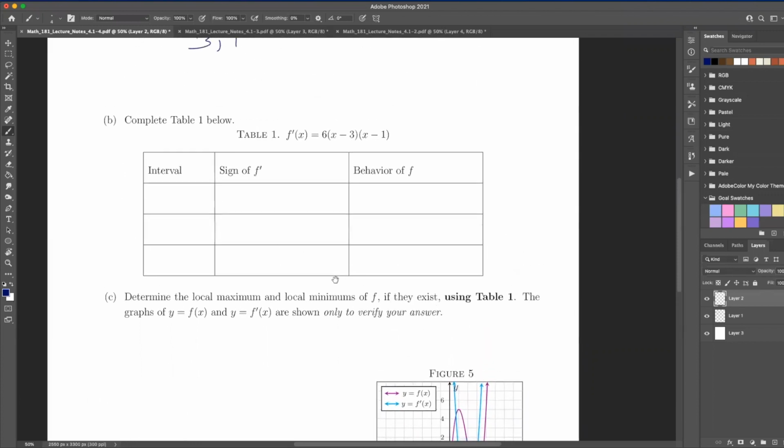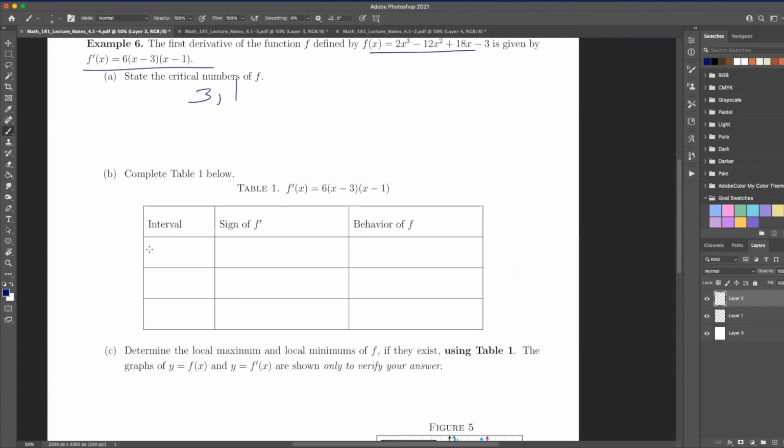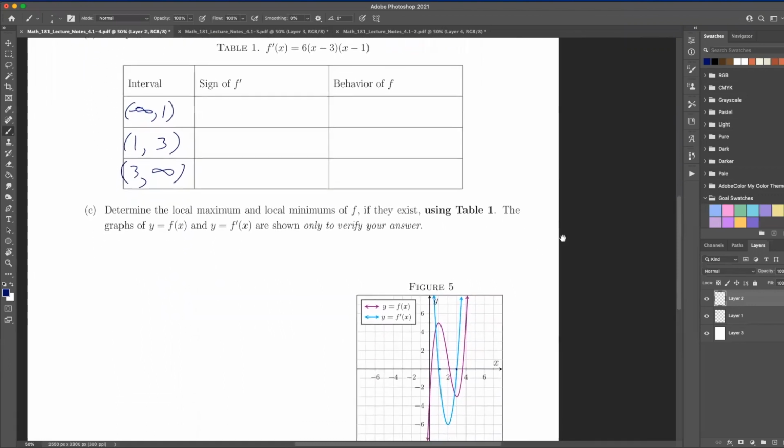And so we're going to look at intervals around the critical points. We're going to go from minus infinity to 1, and then from 1 to 3, and then from 3 to infinity. So we're going to look at intervals of our critical points. Now, what's the sign here?